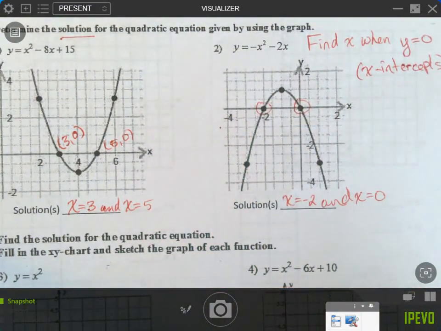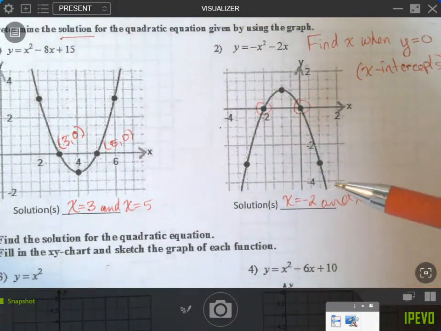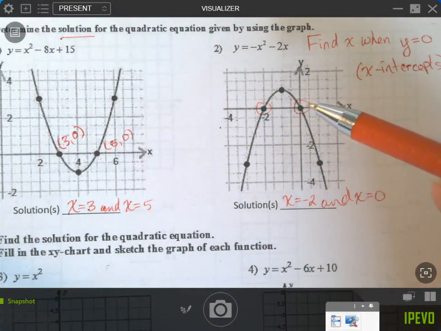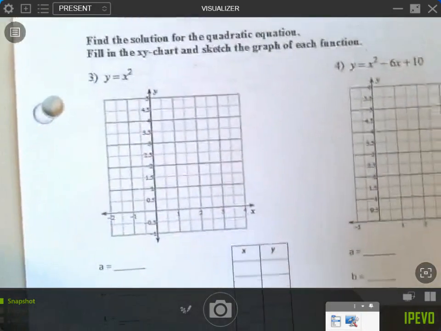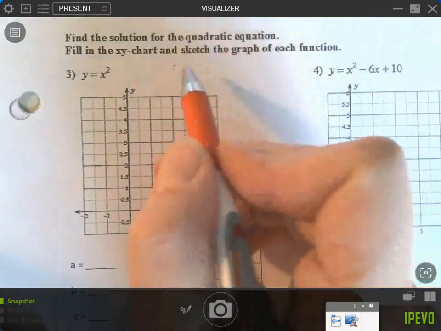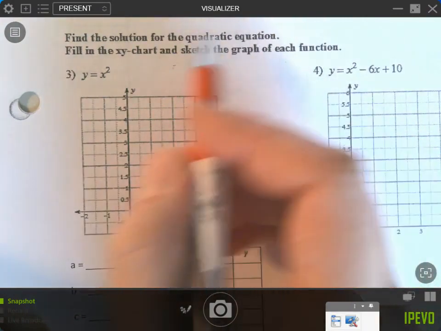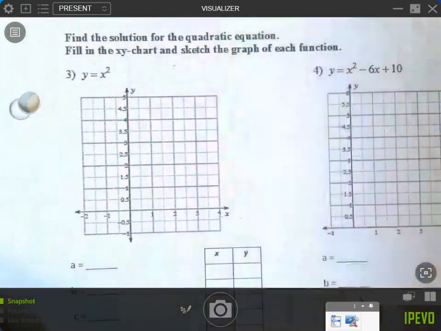Now, jump down to example 3 and 4. In 3 and 4, you're going to have to create your own graph and then pull the solutions yourself. So, first things first. Find the solution for the quadratic equation, fill in the XY chart, and graph the function.